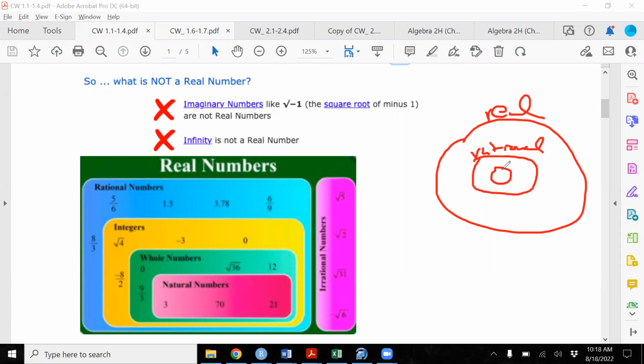You have California. That's like the real numbers. Actually, no, let's go even bigger. United States of America, that's like the real numbers. Then California is like the rational numbers. San Mateo County is like the integers. And then Atherton is like the whole numbers. You feel like that? They're all within each other.